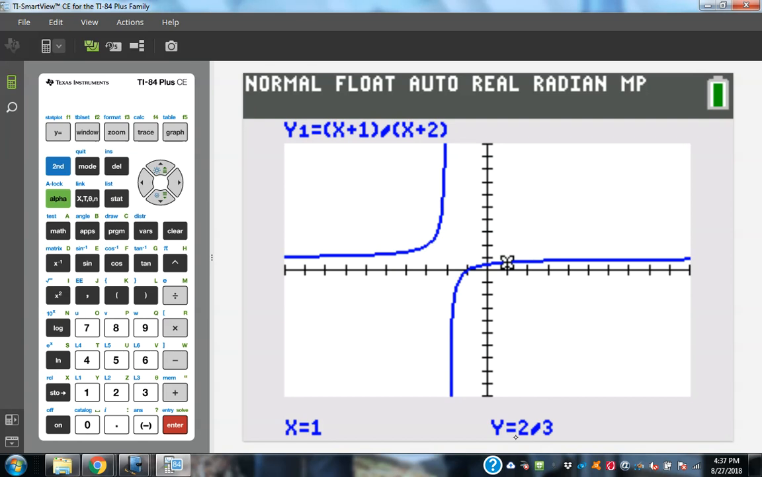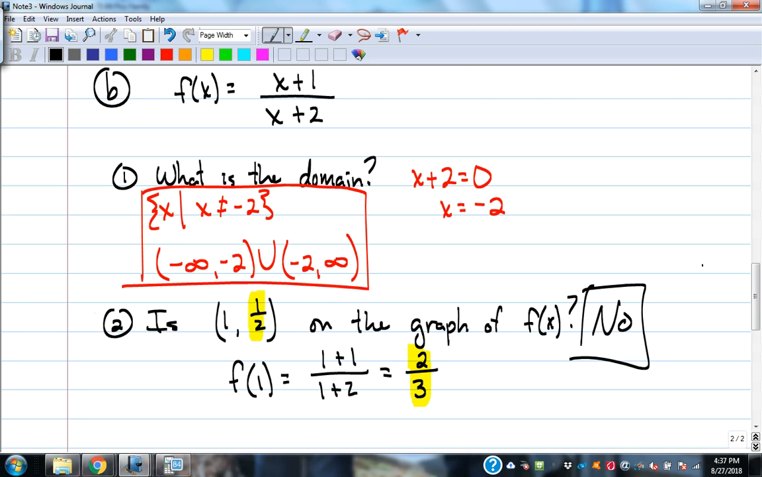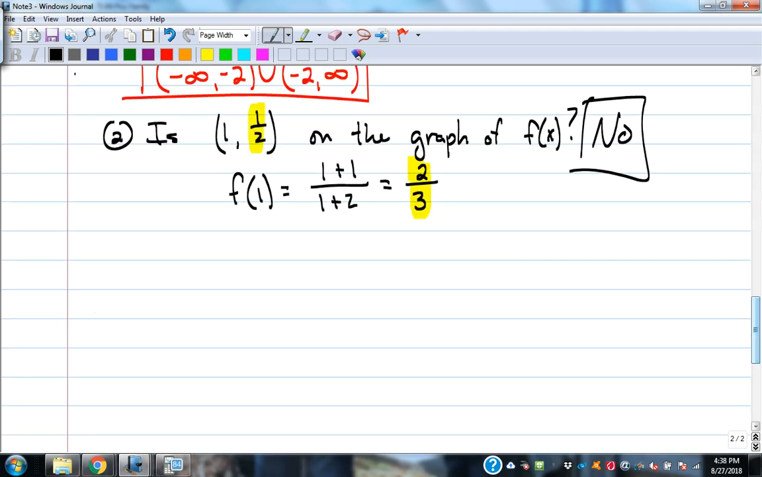Took me about the same amount of time to type it in as it did to work it. But I get 2/3, which is not 1/2. So that tells me that (1, 1/2) is not part of the graph. (1, 2/3) is, but not (1, 1/2). Okay. Third question, same function. Where is f of x equal to 2?